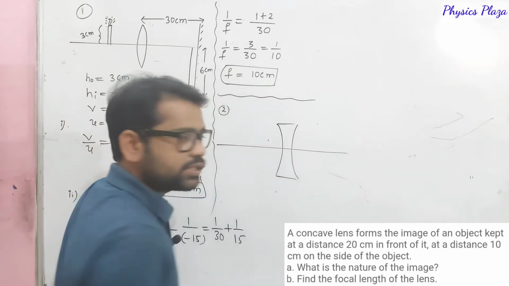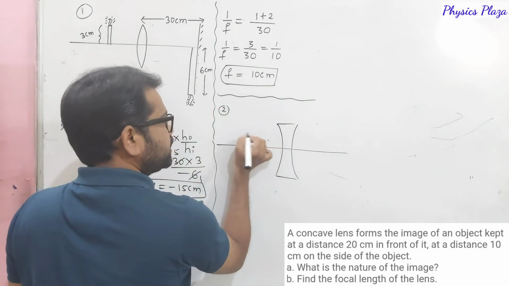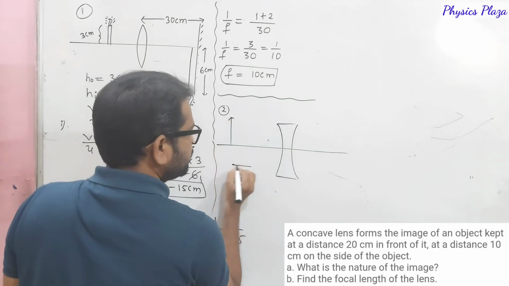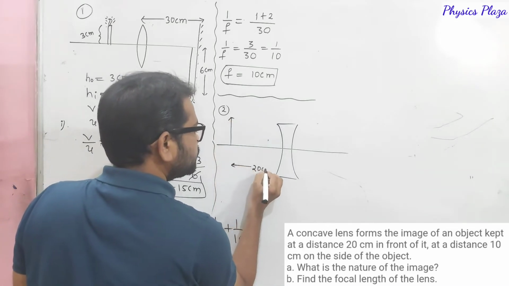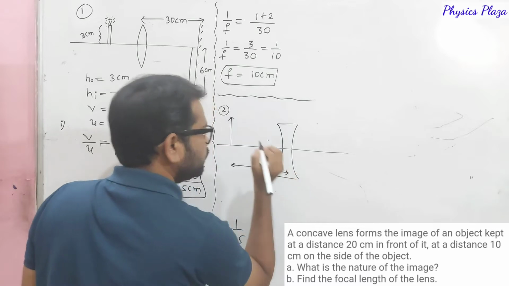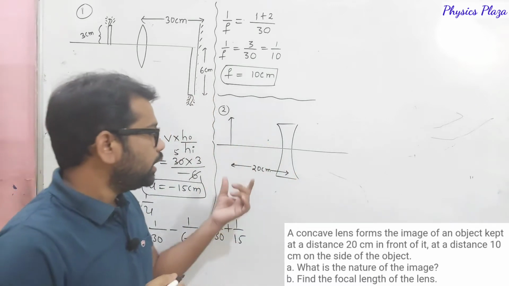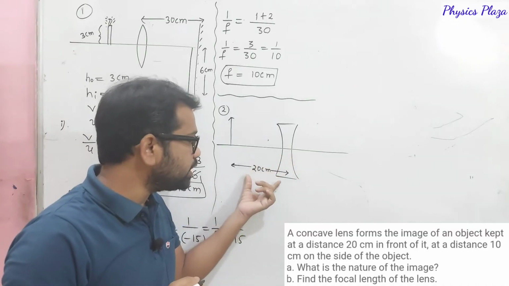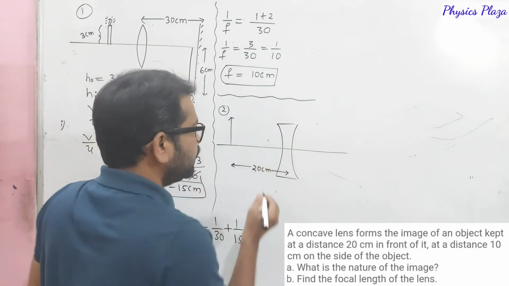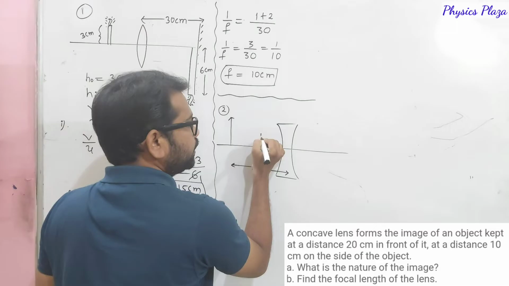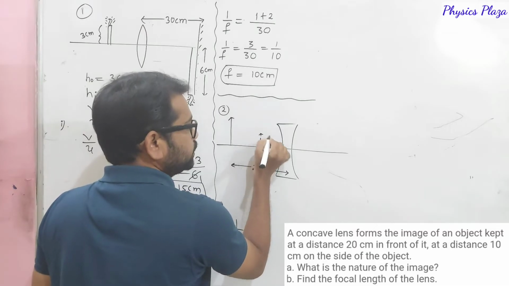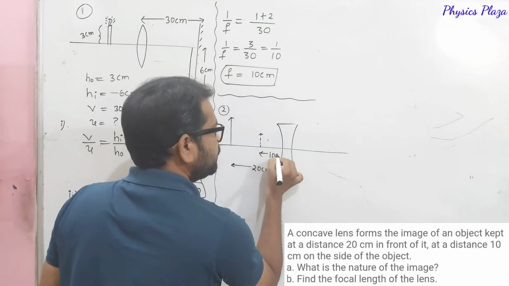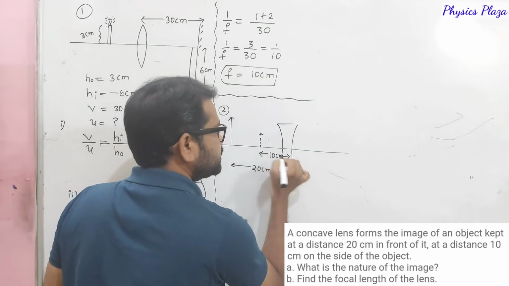In front of a concave lens, children, an object is placed at a distance of 20 centimeters, such that an image is formed in front of it, the same side, at a distance of 10 centimeters.